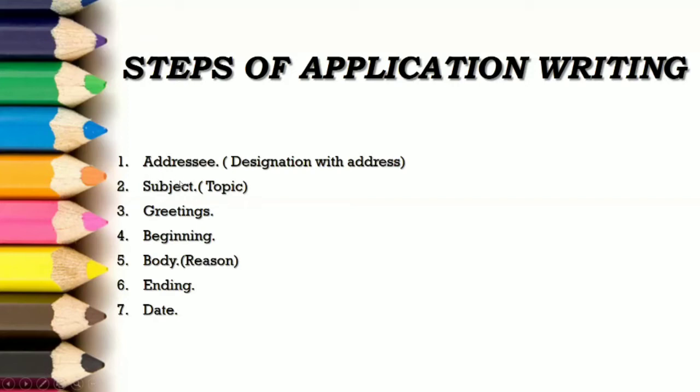For instance, if you are writing your application to the principal, then who will be your addressee? Excellent. Principal will be the addressee of the application, okay? So you have to write the addressee along with the designation and address, okay?